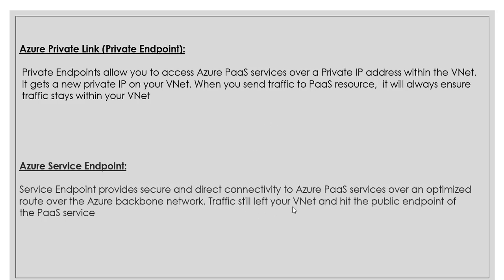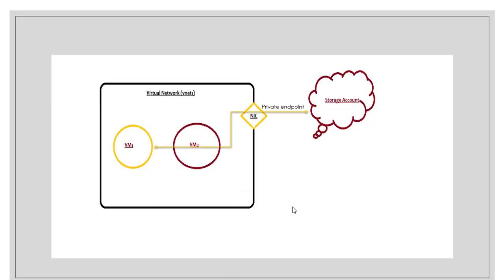Traffic still leaves your VNet and hits the public endpoint of the PaaS service. So in this case, traffic will go outside your VNet and it will hit the storage account. See this, the green line which you see, that is your service endpoint. It leaves your VNet, and after leaving your VNet, there is a public IP, and using the Azure backbone network, they go and access the storage account.